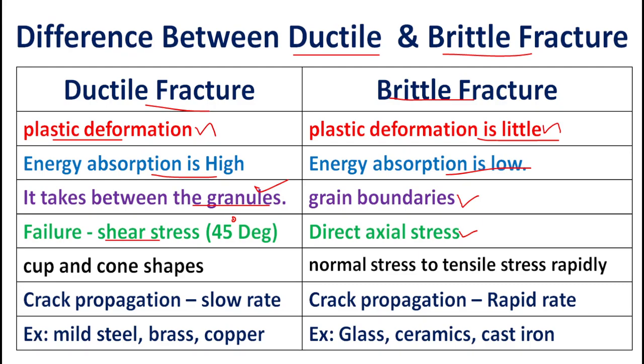After ductile fracture, the material is formed in a cup and cone shape. In brittle fracture, the normal stress to the tensile stress forms rapidly.